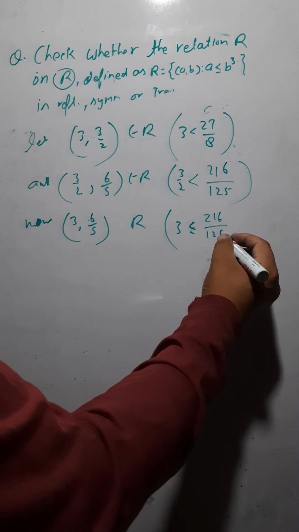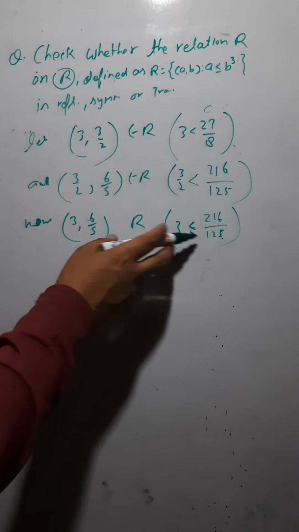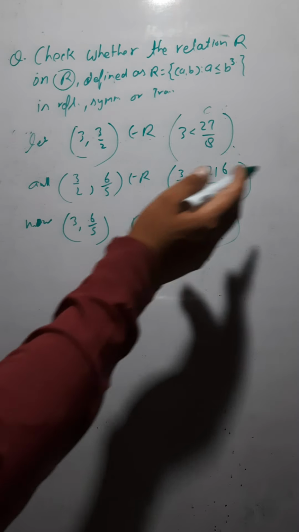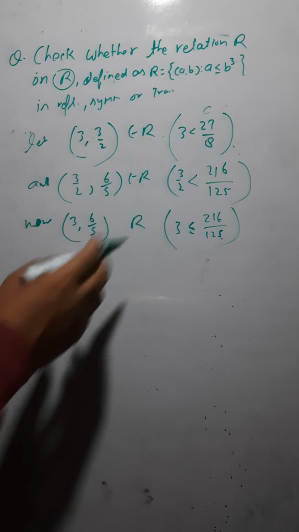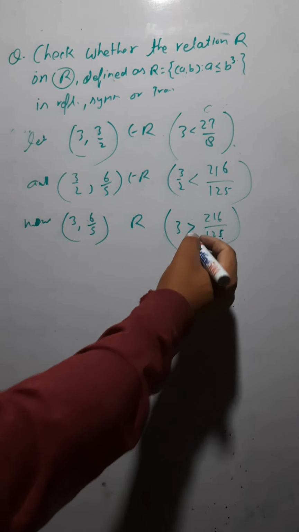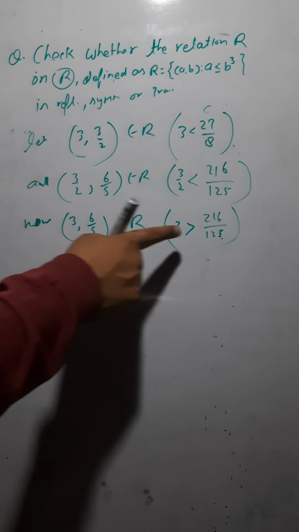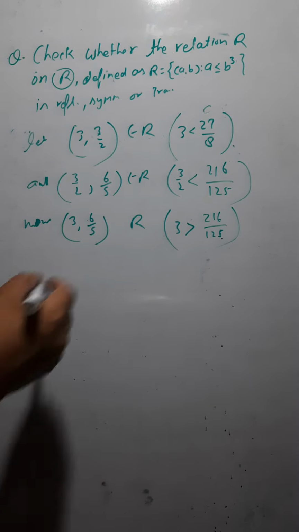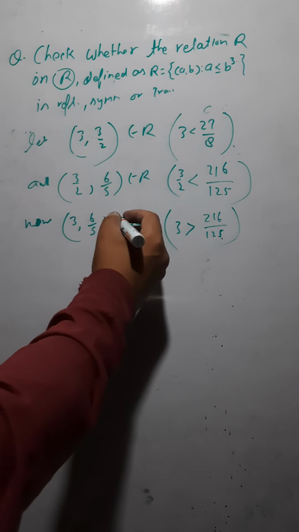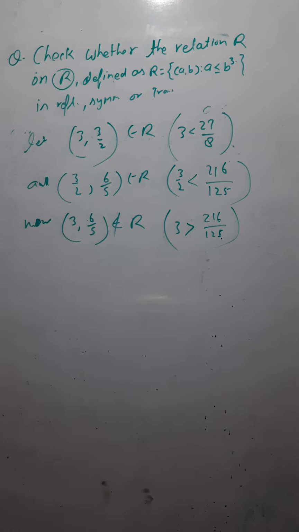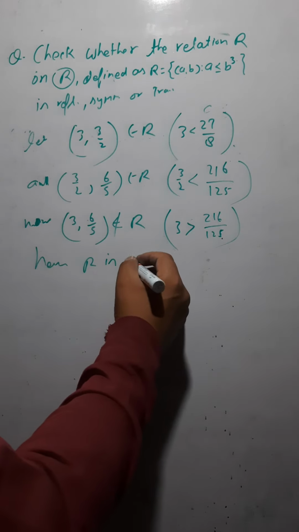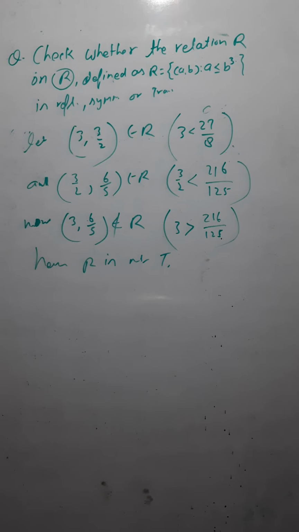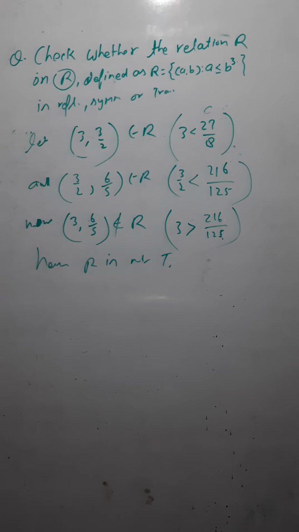Now if you see, this is 3, and by dividing this you would be getting 1 point something, isn't it? So how can this 3 be less than 1 point something? No. So here this is greater, meaning this one ordered pair is not following the given condition. So hence we would say that 3 comma 6 by 5 does not belong to the relation R. So hence what we are concluding is that relation R is not transitive also. Okay, so it is neither reflexive, nor symmetric, nor transitive, isn't it?